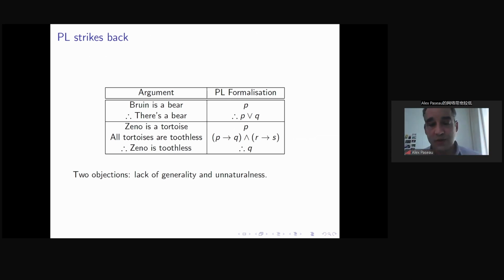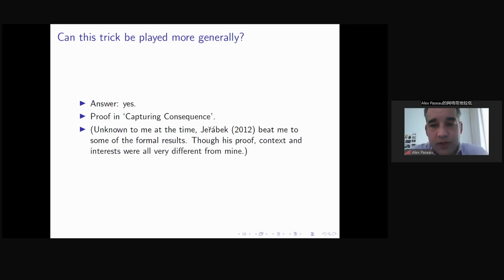So what I want to do now is speak to these objections and consider whether the propositionalist, someone who thinks propositional logic is the correct way to formalize, can respond to them. So the first is the question of generality. Can the trick be played more generally? And the answer is yes.